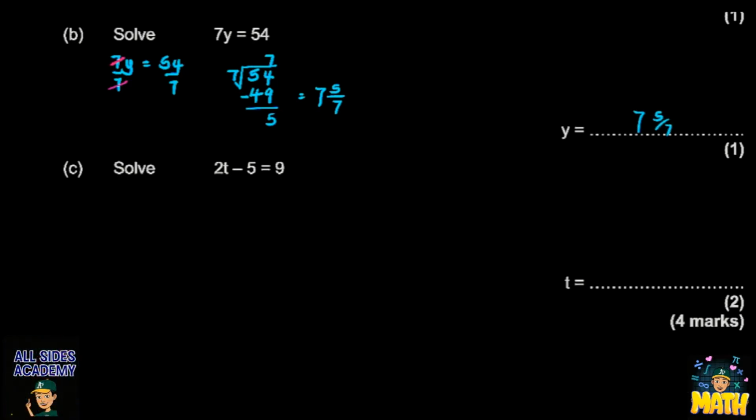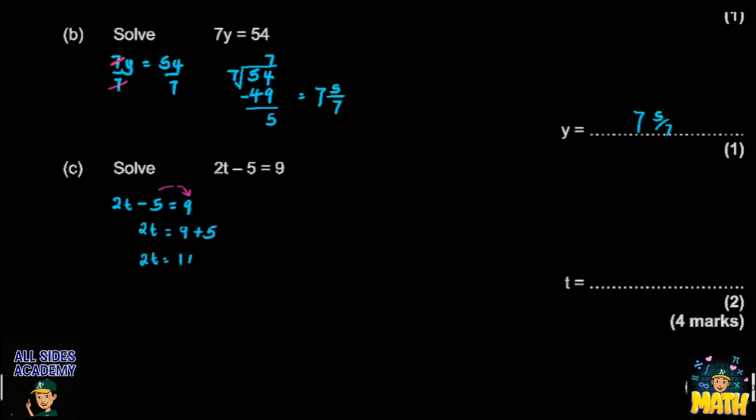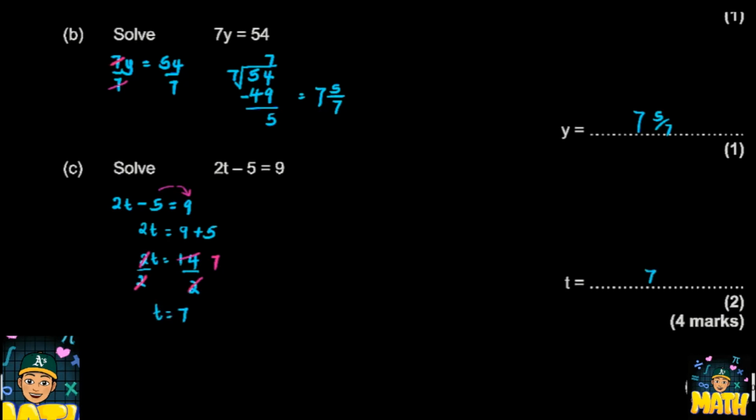2t minus 5 equals 9. So this is a two-step equation. So I'll write 2t minus 5 equals 9. I'll start by taking the 5 to the other side. And when I do that, it becomes positive. So 2t equals 9 plus 5, which is 14. Then I divide by 2 on both sides. So the 2 cancels out, and then I remain with t being equal to 7. So my value for t is 7.